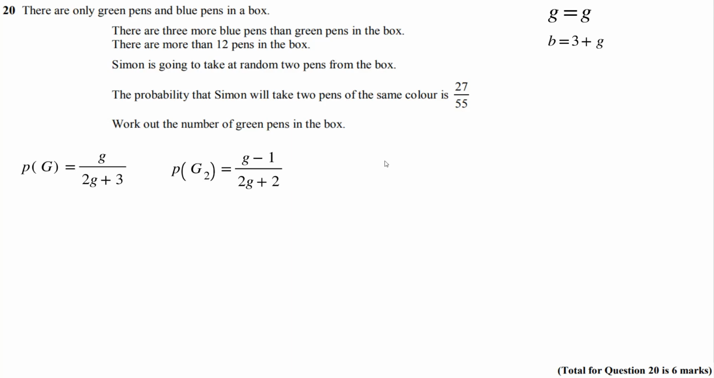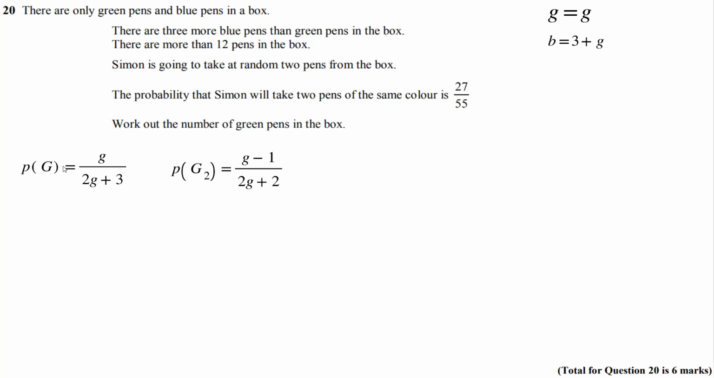And we want the probability that he takes 2 pens of the same colour. So the only way that he can take 2 pens of the same colour is if he picks green and green again, or blue and blue again. So the probability of blue is going to be 3 plus g over the total, which is 2g plus 3.